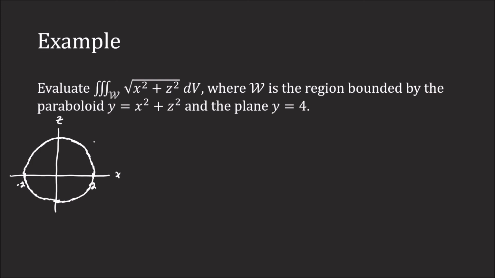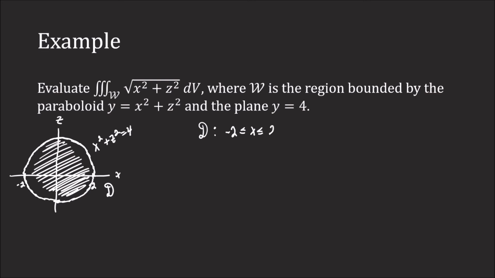And of course, this is just the curve x squared plus z squared is equal to 4. And this in here is our domain D. So we can express D as negative 2 less than or equal to x less than or equal to 2, and then negative square root of 4 minus x squared less than or equal to z less than or equal to the square root of 4 minus x squared.